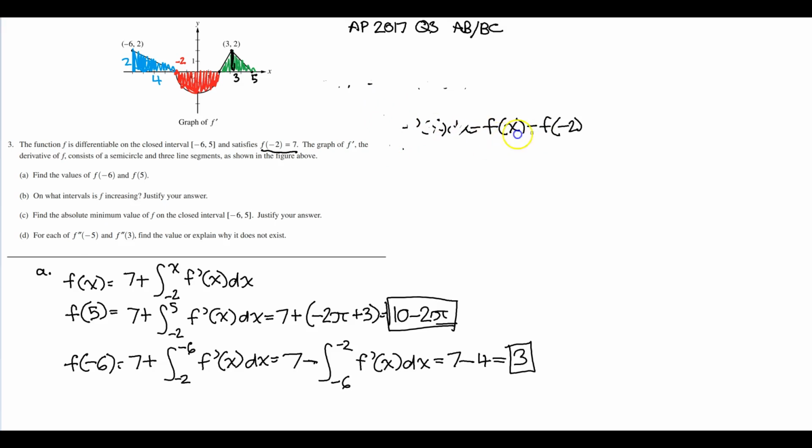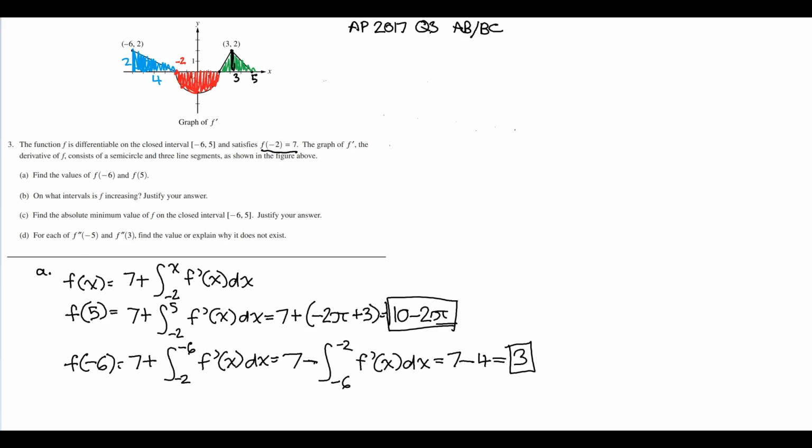Part B: on what intervals is f increasing? Justify your answer. I'm going to explain why. I won't technically write the justification, just to save time. However, I will provide a clear explanation so that you would know what to write.